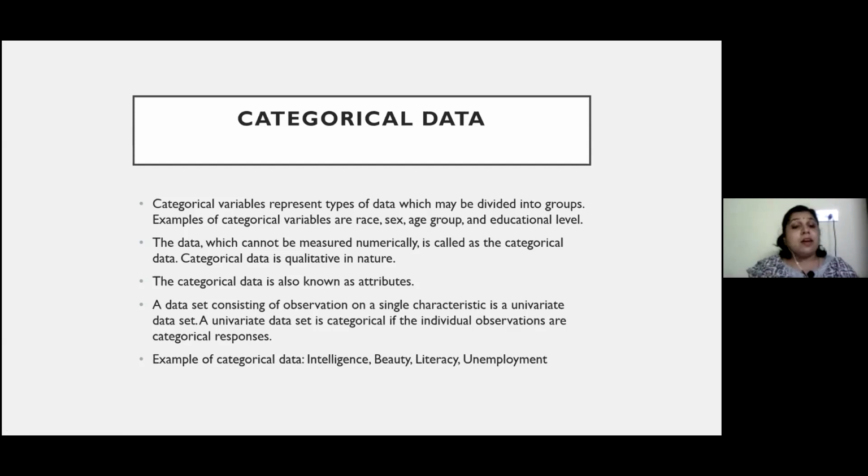There is also an important term to be mentioned here, which is attributes. A set of data is called an attribute where there is no change in the particular characteristic at a particular point of time. For example, intelligence, beauty, literacy rate, unemployment will not change with some point of time. Okay, so that becomes categorical data.